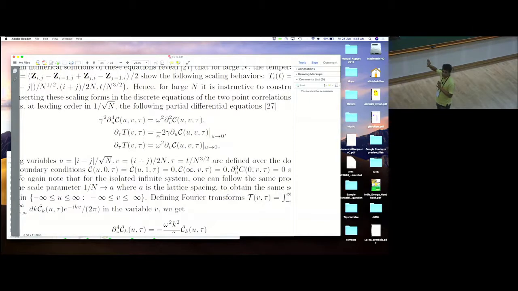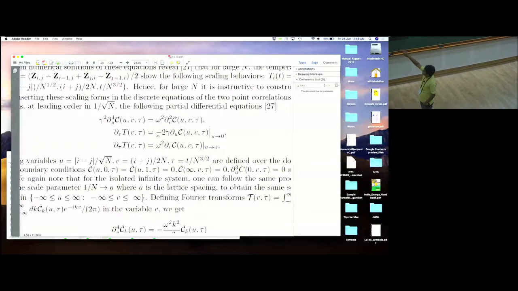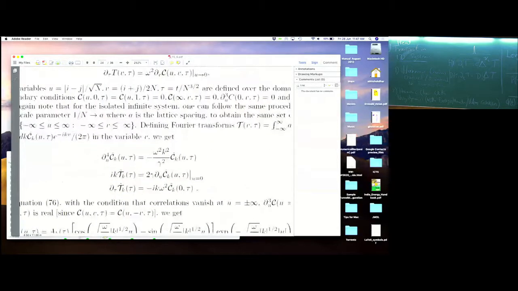You have to remember that these equations are valid in appropriate scaling limits. And then what I said is that if you do some Fourier transforms on the infinite line, you'll basically get the fractional equation. The way to do that is, there are these two variables, U and V. First, suppose you take a Fourier transform in the variable V. Then you get this equation for U.